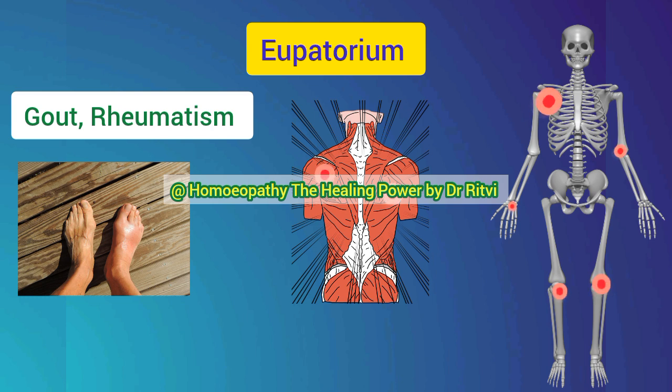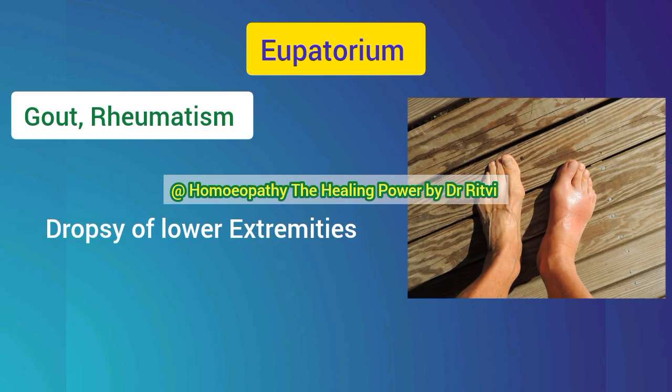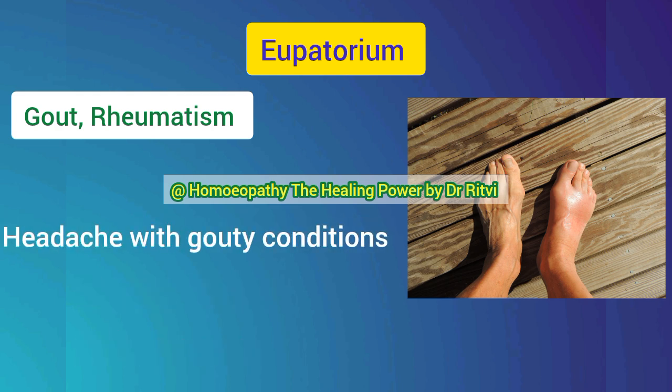So the most important symptom of Eupatorium is that there is a dropsy of lower extremities, of feet and of ankles, with severe bone pain and bone ache. Friends, with this gouty and rheumatic condition, one concomitant symptom is always present in Eupatorium, that is there is also a headache associated with gouty affections.